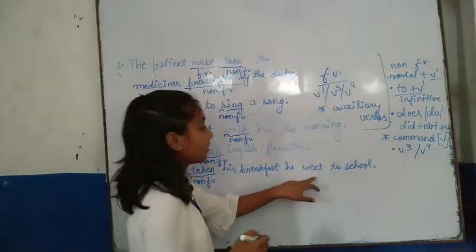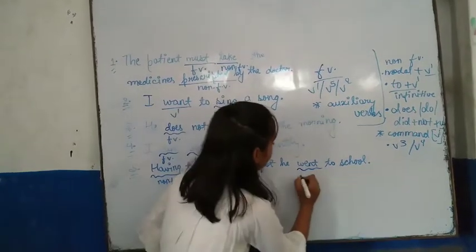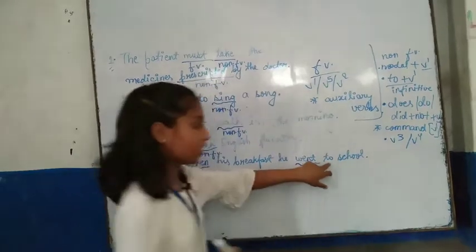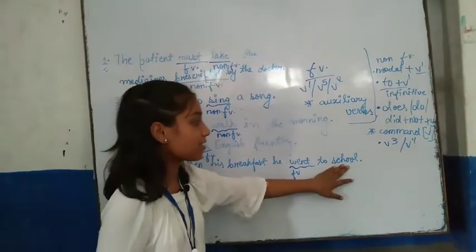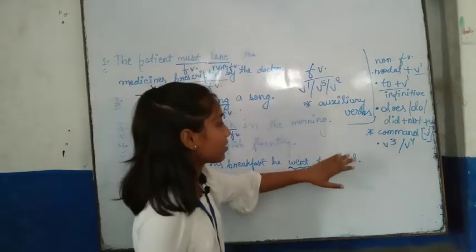Here went is the V2 form of go, so V2 comes in the finite verbs. So went here is the finite verb. There is the use of to, but here school is a noun, not a verb, so it will not come in the list of non-finite verbs.